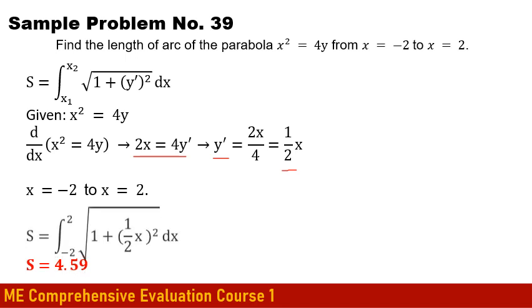From x equals -2 to x equals 2, we substitute the lower and upper bounds here, and we integrate this part using a calculator. Our s, or the length of the arc, is 4.59.